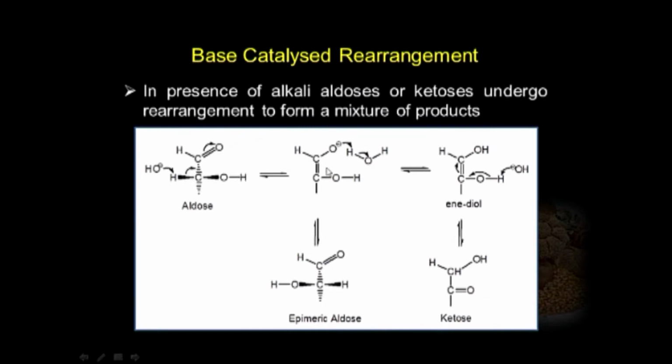Or if from this anionic structure, this pair of electrons comes back to carbon, and if this carbon now captures hydrogen from the different phase, we will get the epimeric aldose. So, we start with an aldose, we get an ionic structure, then an enediol structure, which may be converted into ketose or the epimeric aldose. So, all that mixture will be present in presence of alkali.